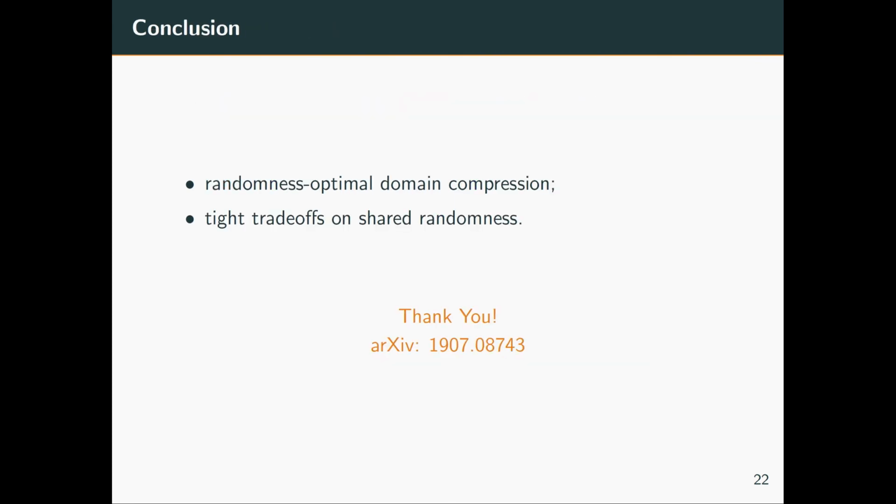To conclude, we propose a randomness optimal domain compression scheme, which can embed statistical problems into a smaller domain while preserving their distance. Using this primitive, we obtain tight trade-offs for randomness limited identity testing. Please read our full paper for details if you are interested.